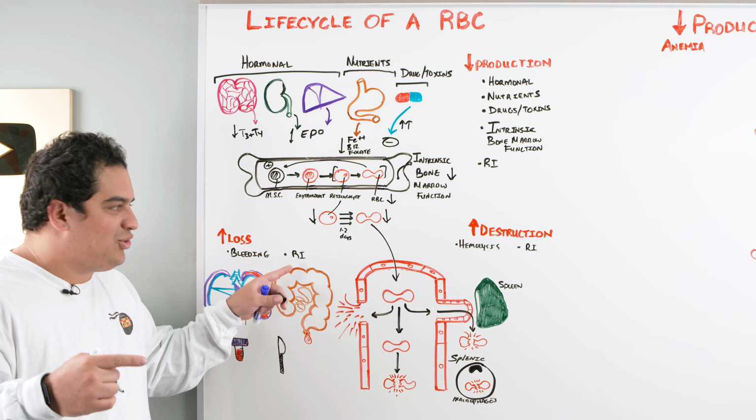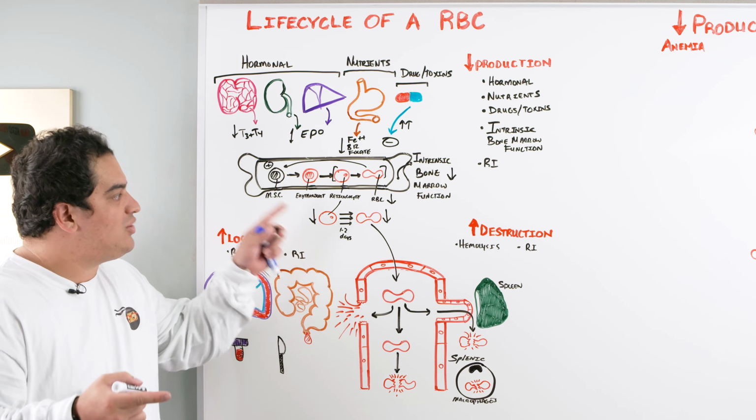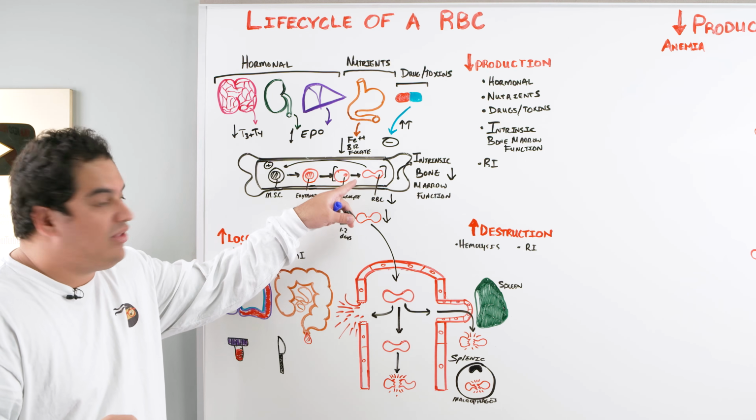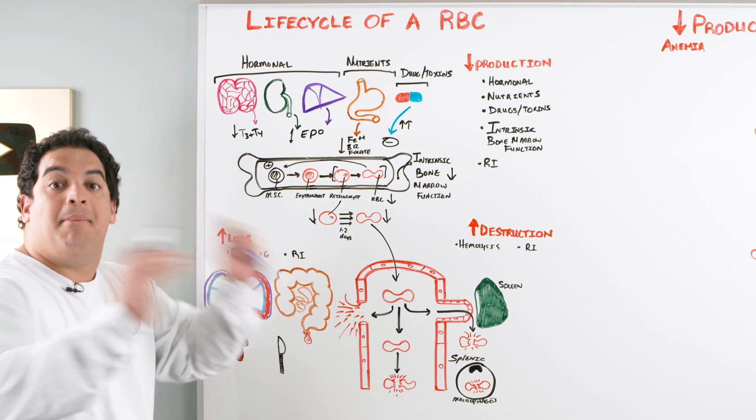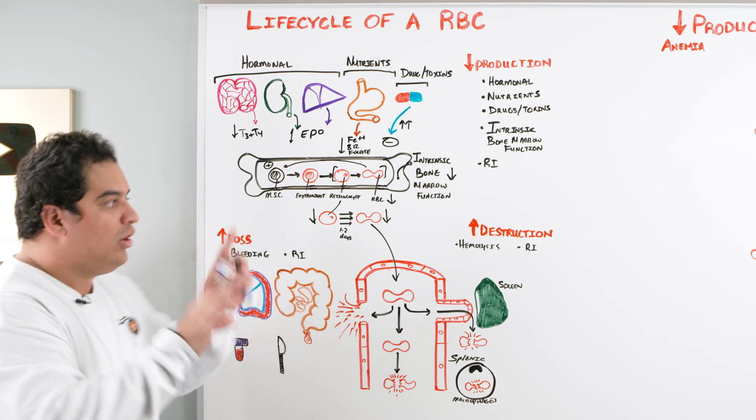And again, we'll talk about this retic index in just a second, but we're already getting an idea that it should be higher, because why? The red blood cells are low. If the bone marrow is working, all these things are good. The bone marrow should compensate and make more red blood cells because you're losing them.